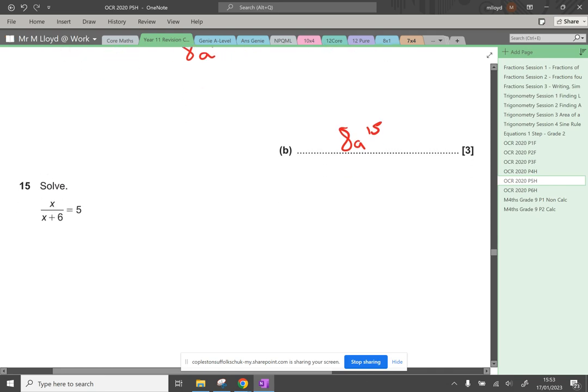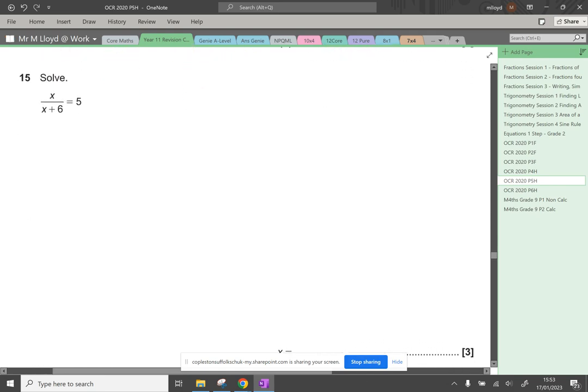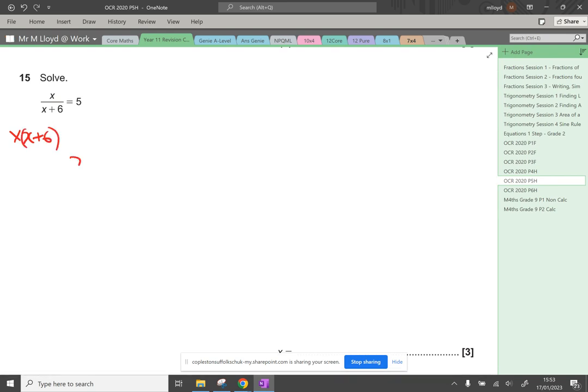Okay, question number 15. Solve. Oh, wow. So first thing I'm going to do is multiply by x plus 6 to get that off the bottom. That's going to happen on both sides. So x equals 5, open bracket, x plus 6, close bracket. Okay, I've got two unknowns. I need to convert that to 1. Next step is going to be expanding the brackets.